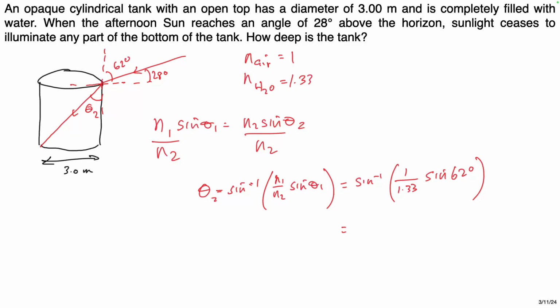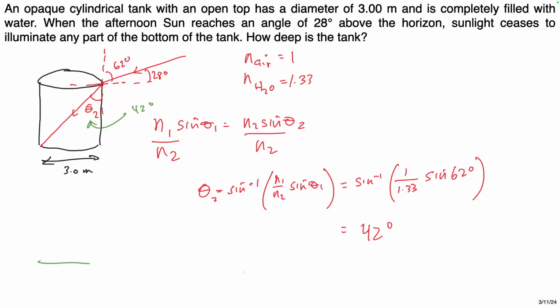I got 42 degrees. Anybody else get 42? 42 degrees. Okay, what does that mean? That means that this angle right here is 42 degrees. They want us to find out how deep the tank is. So this has nothing to do with optics now. The optics part is done. I found my angle according to Snell's law.